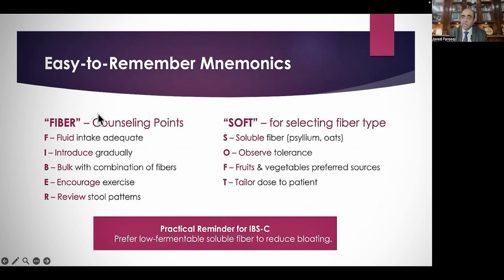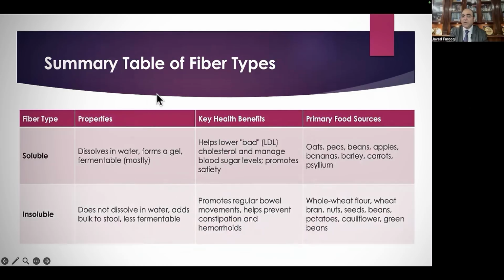So these are very important mnemonics, FIBER for counseling patients and SOFT for selecting fiber types. So summary tables of fiber types, the soluble and insoluble. The soluble fiber type, the properties are they dissolve in water, form a gel and are mostly fermentable. The key health benefits of soluble fiber is that it helps lower bad LDL cholesterol, manage blood sugar levels and promotes satiety. And the primary food sources for the soluble fiber are oats, peas, beans, apples, bananas, barley, carrots, and so on.